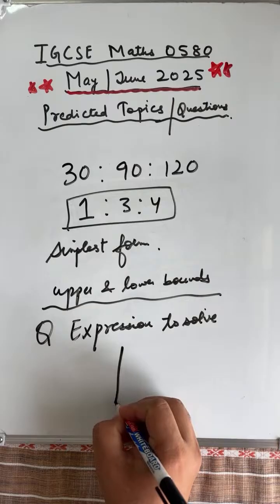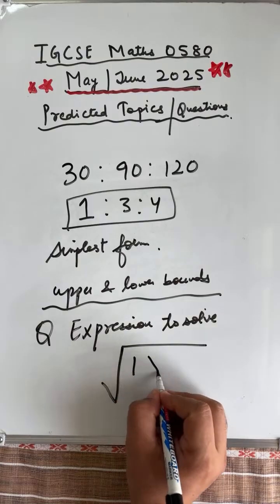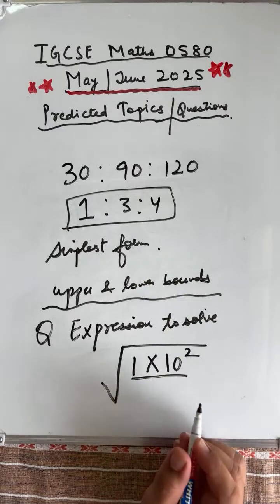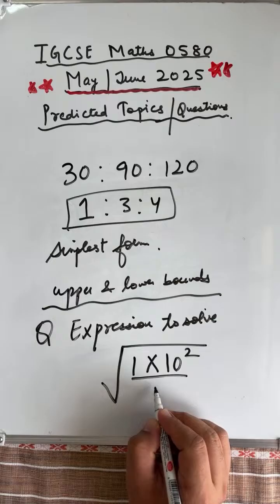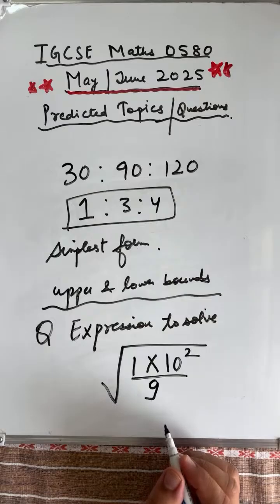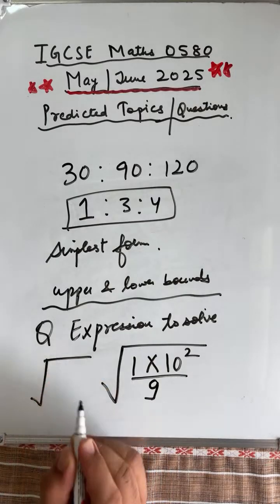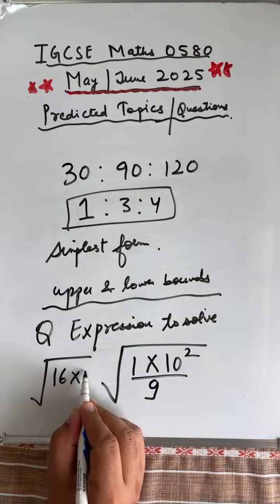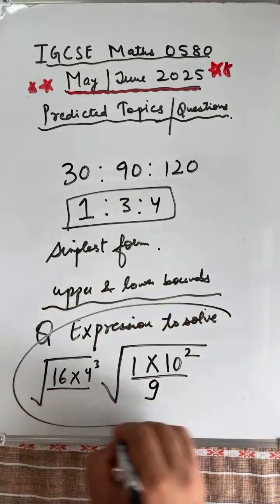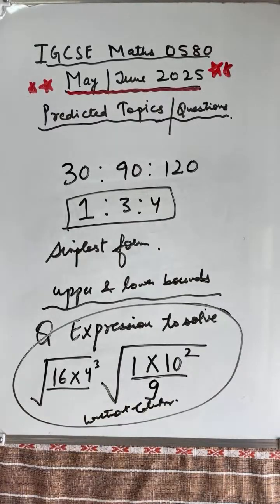For example, we have under root 1 into 10 square upon 9. Or any other expression, likewise, if they have a square root also, 4 power 3 also, that can be solved easily. That can be solved without a calculator. Okay.